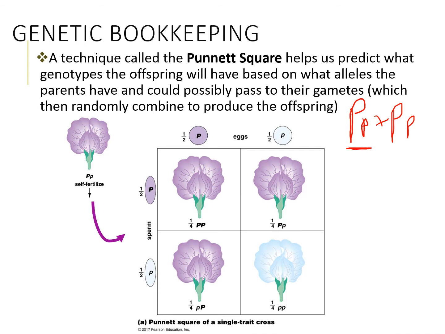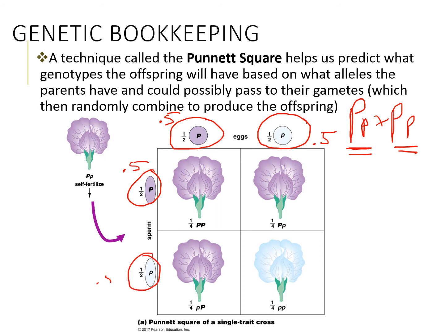Half of their sex cells are going to get a big P. There it is, half. We could also write this as 0.5. The other half of this parent's gametes are going to get a little p, which we could also represent as 0.5. These are the gametes that can be produced from one parent. The other parent has the same genotype, so it's the same story. Half of their gametes will be big P, or 0.5. Half of them will be a little p, also 0.5.